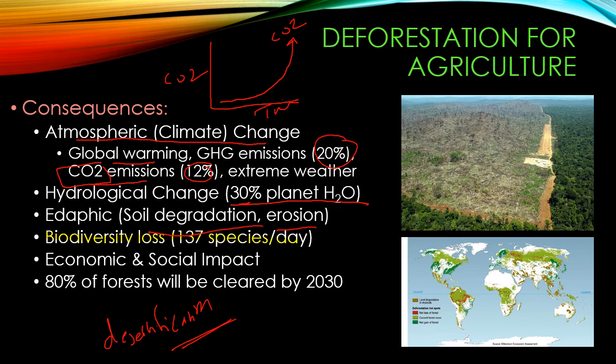I will get to the impact on crops later, but in general, until today, we lose 137 species per day on average because of various reasons, including and mostly deforestation. The economic and soil impact on the local inhabitants, the people who live in the forest, is also tremendous. Remember, there is a huge amount of deforestation, and it is expected that 80% of the world's forest will be cleared by 2030.